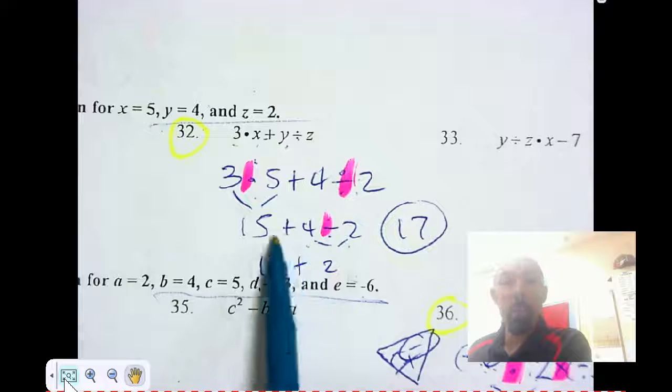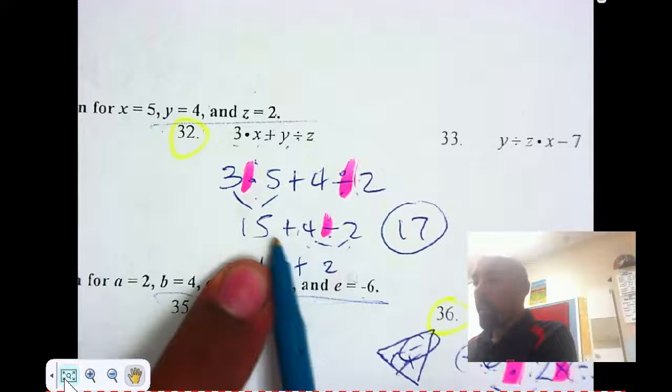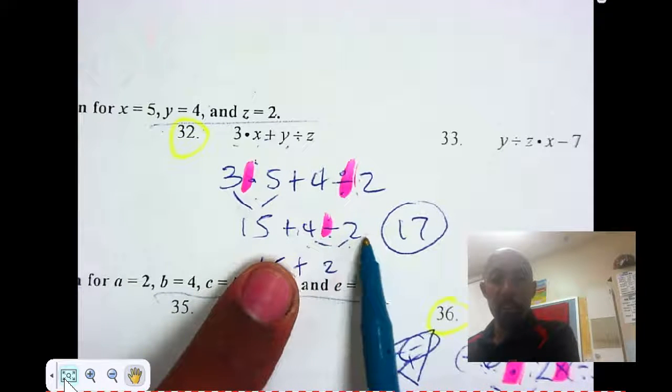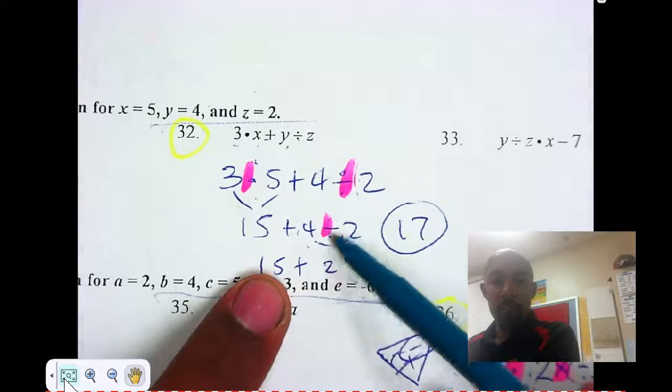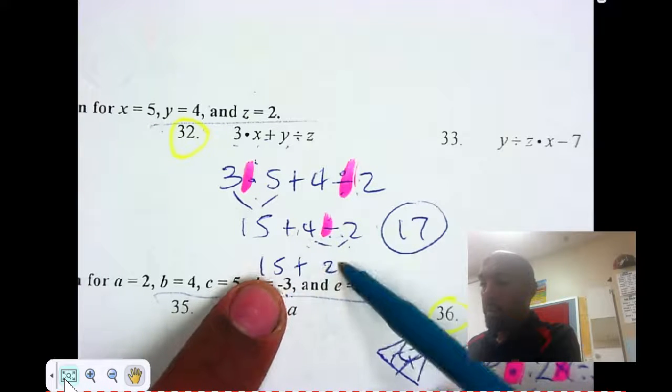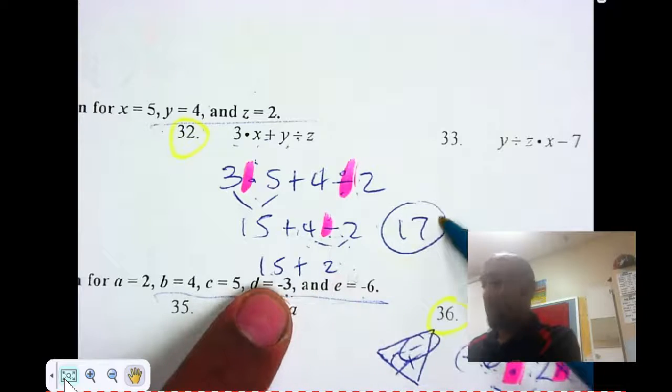So I think where we left off, we were here in the second step. And we had 15 plus 4 divide 2. Now I have divide here, so it's 4 divide 2. That's 2. And then 15 plus 2 is 17.